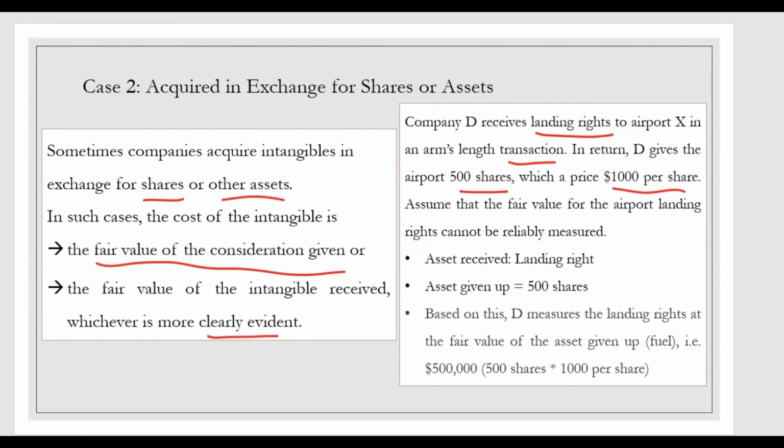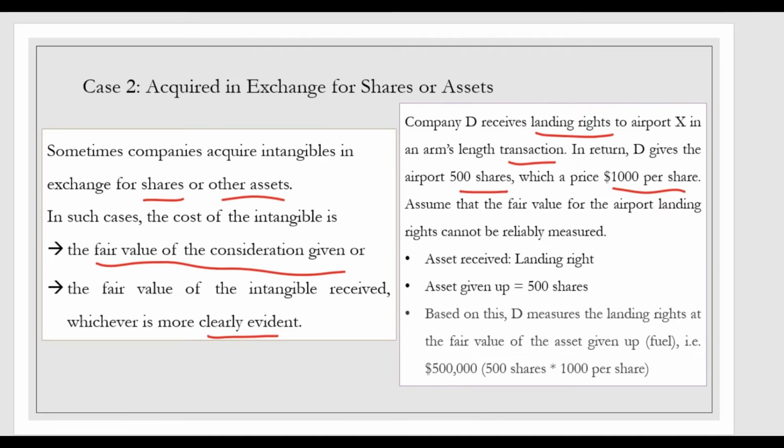The fair value of the consideration given. For example, assume company D receives a landing right to airport X in an arm's length transaction. In return, D gives the airport 500 shares, at a price of $1,000 per share. Look, company D receives the landing rights. Instead, company D gives 500 shares, at a price of $1,000 per share. Assume that the fair value for the airport landing right cannot be reliably measured.